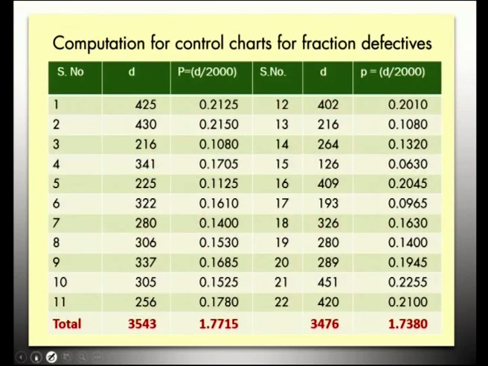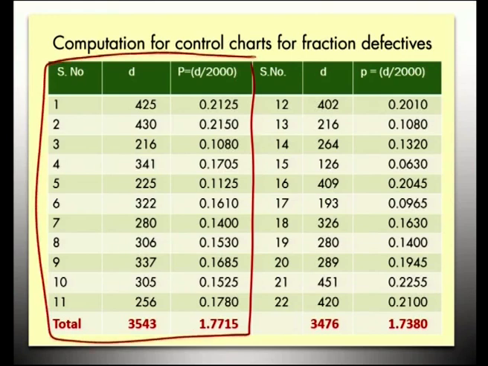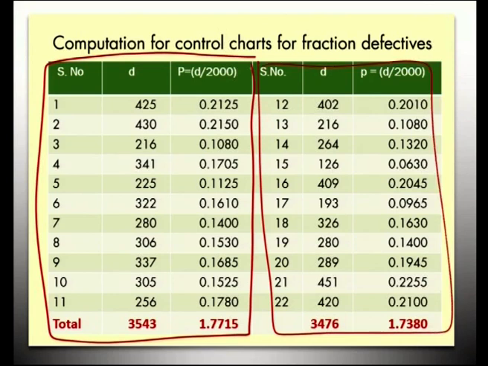And these are the values given in the tabular column. The tabular column is divided into two parts, for the first 11 items and then for the second 11 items, that is 22. So, sample number is 1, 2, 3, etc., up to 11, and then it continues as 12, 13, 14, 15, etc., up to 22. di values as given in the question are 425, 430, 216, 341 like that up to 22 values, it is 420. Now, this pi is 425 divided by 2000.